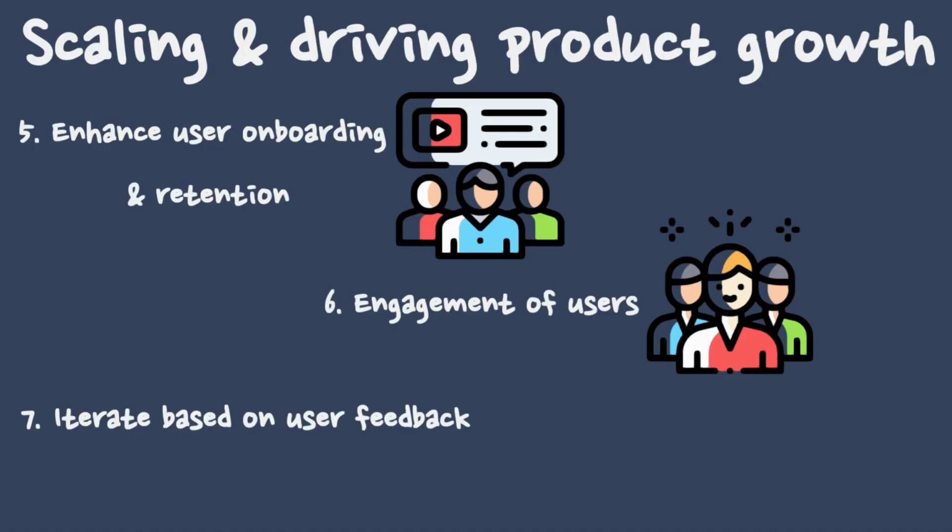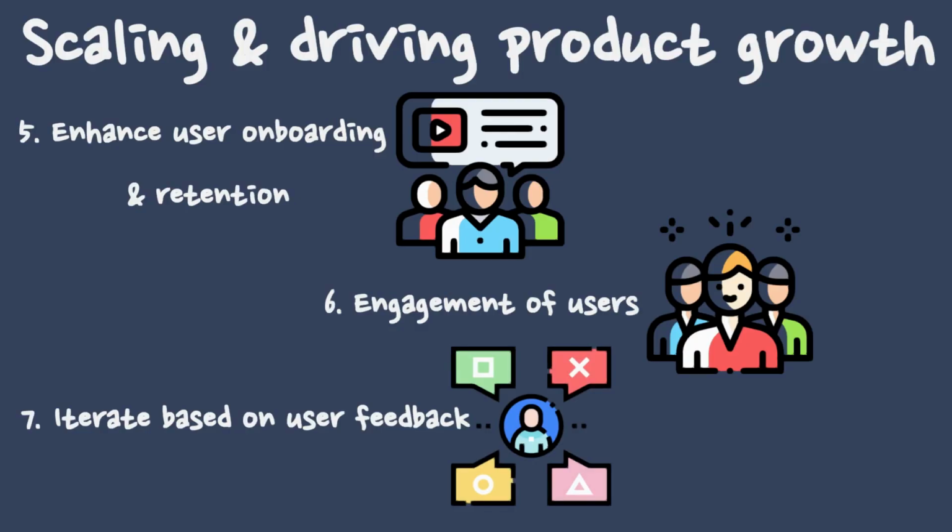Number 7, iterate based on user feedback. Continuously gather and analyze user feedback to identify areas for improvement. Use user testing to gain insights into pain points or desired features by actively listening to user suggestions. Monitor customer support interactions and also monitor customer needs. Consider your growth goals and user needs when prioritizing and implementing changes.